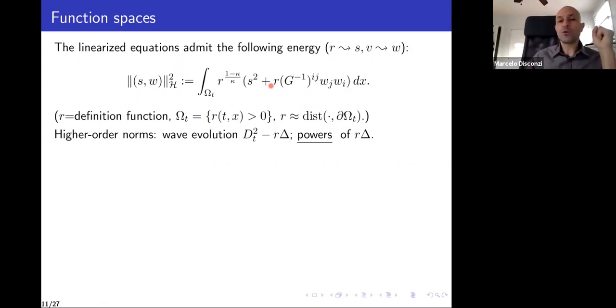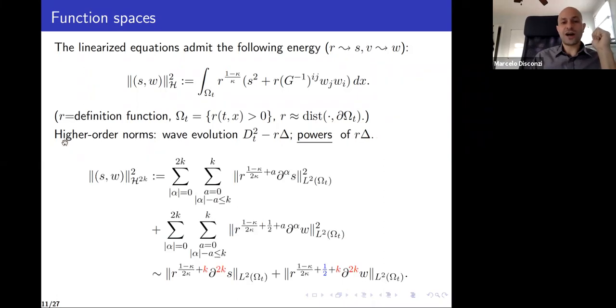For that, we look at what happens to the wave evolution, the evolution of the sound waves. The wave evolution is governed by an operator of this form, which is like a wave operator, but it's a wave operator involving the material derivative instead of the time derivative. And instead of a Laplacian, you have a degenerate operator because it's R times the Laplacian. Now, in principle, you want to construct norms that involve only spatial derivatives. So that suggests constructing norms based on powers of R times the Laplacian.